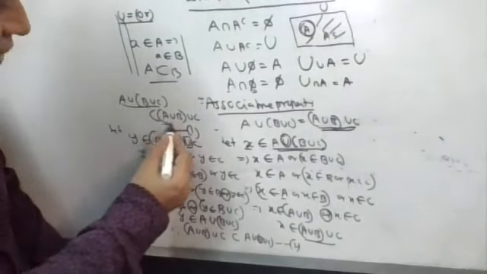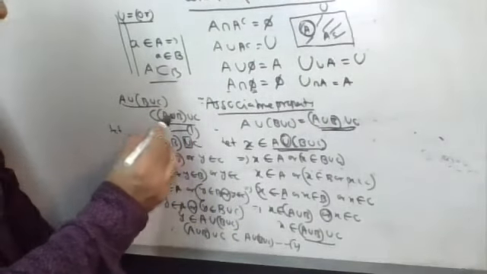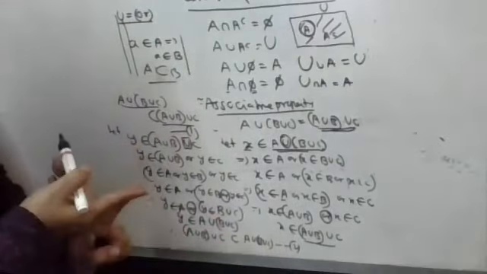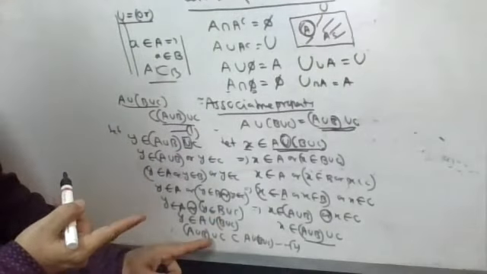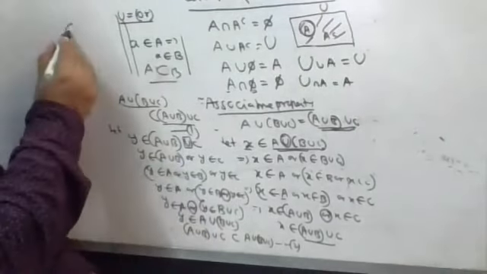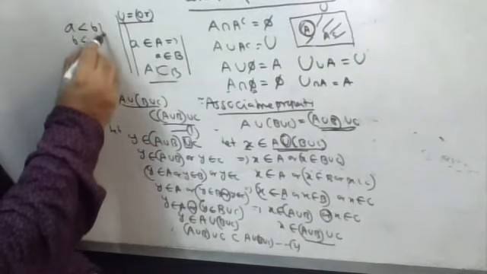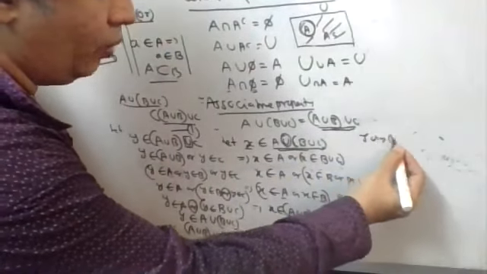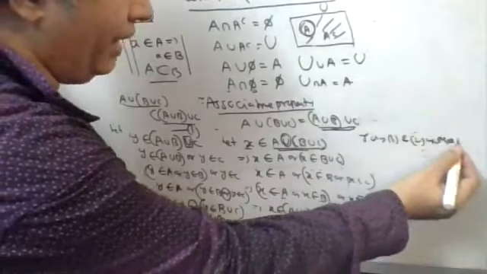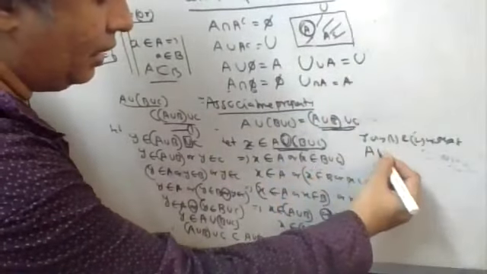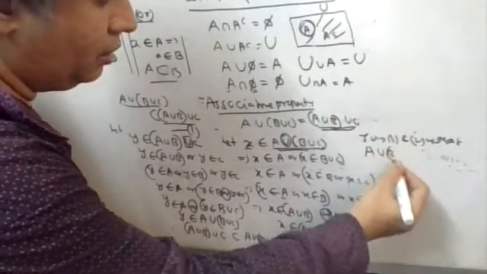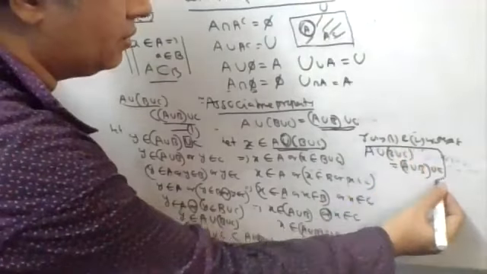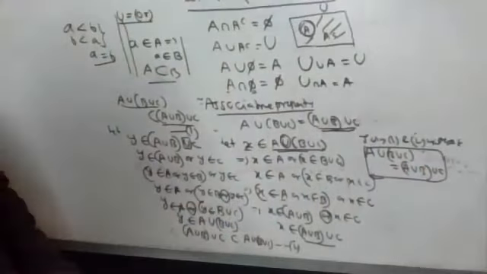Now I will combine 1 and 2. See, the left hand side is the subset of the right hand side, and the right hand side is the subset of the left hand side. Combined, they are equal sets. Like A less than B and B less than A combined give you what? A equal to B. So joining 1 and 2, we get A union B union C equals A union B union C. Thus the result is established.